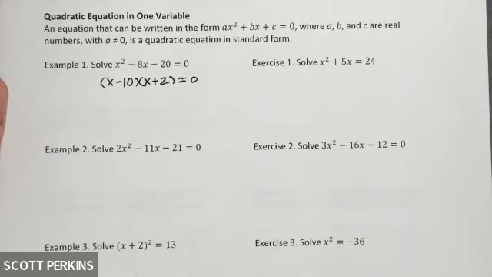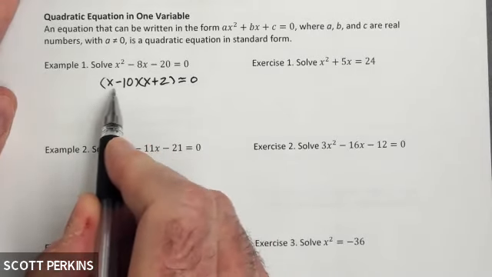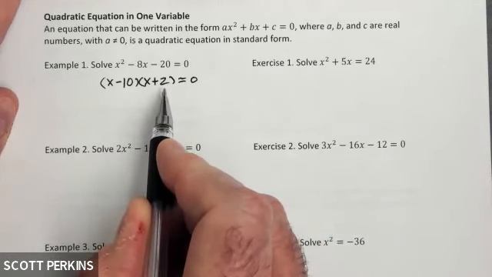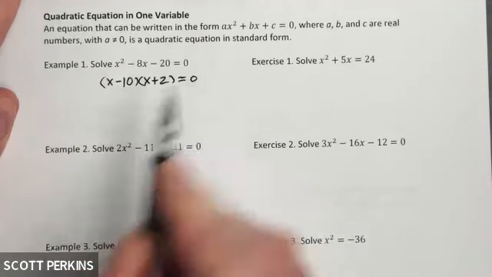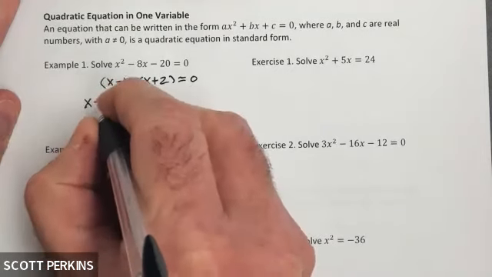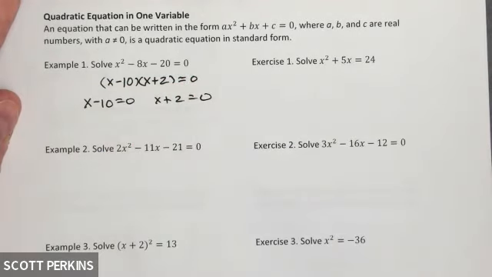Then we're going to use something called the principle of zero products. And all that says is when you have two unknown numbers, I don't know what x minus 10 is. I don't know what x plus 2 is. But I do know when I multiply them together, I get 0. So because of that, I know that either x minus 10 equals 0 or x plus 2 equals 0. One of those two things has to be true.